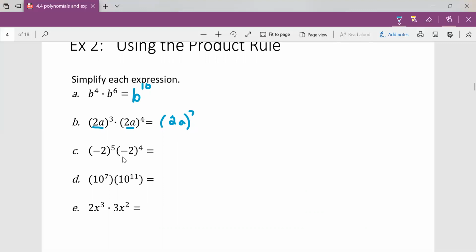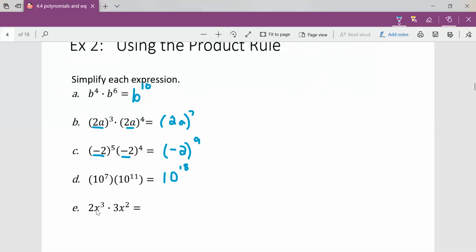Okay, what is my base in letter C? Well, negative 2, negative 2. They have the exact same base. If one was positive and one was negative, then we'd have a slightly different issue, but they're both negative, they're both the same, which means I have a base of negative 2. I'm going to add the exponents. 5 plus 4 is 9. Okay, so in D, my base is 10, so I have 10 to the 7 plus 11, which is 18.